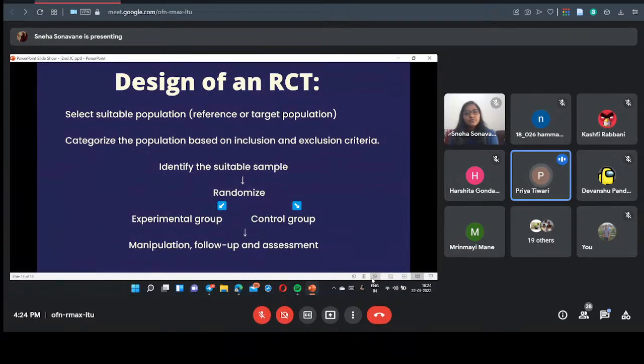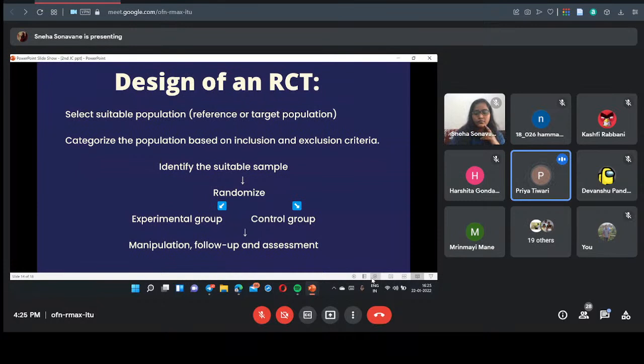Now let us see the flow or design of the RCT when it is carried out. First of all, before starting an RCT, you have to have a clear plan of how you are going to conduct your entire clinical trial, and you have to get ethical approval for the clinical trial you're doing. Next, you have to select the sample or subjects from a suitable population. For this, you will categorize the population based on your inclusion or exclusion criteria, and then group them into the suitable sample.